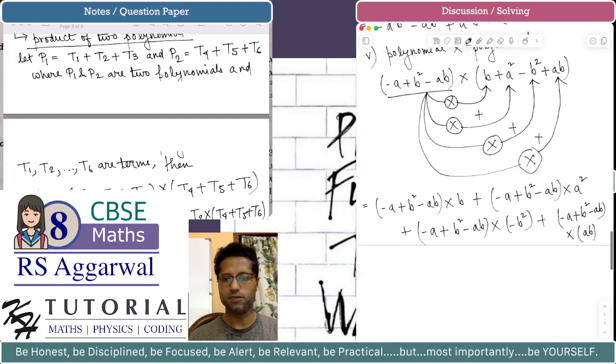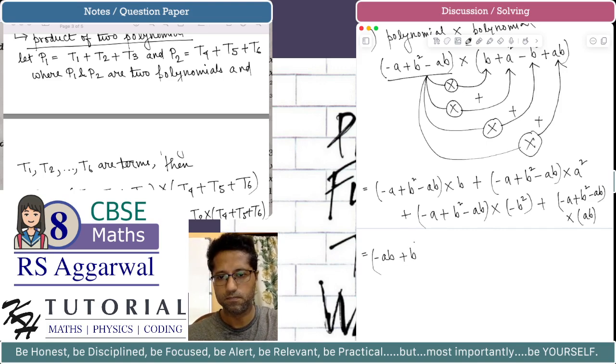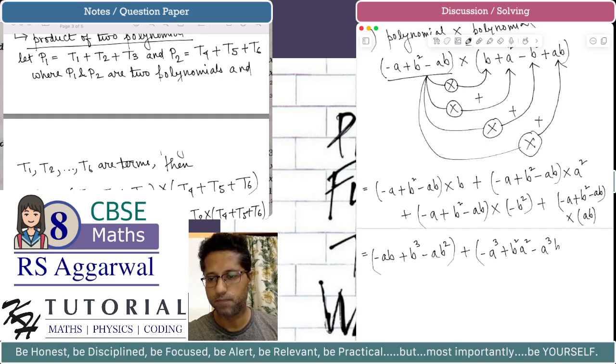Now we have to find the product of monomial and polynomial and then add the results. I am doing it directly. So for the first product of monomial and the polynomial, it will be minus ab plus b cube minus ab square, and the second product of the monomial and the polynomial is minus a cube plus b square a square minus a cube b.